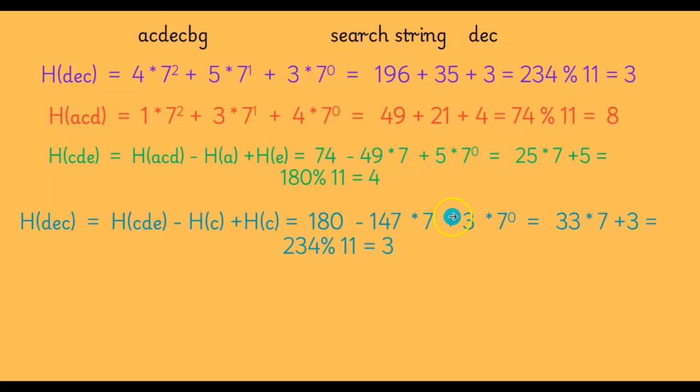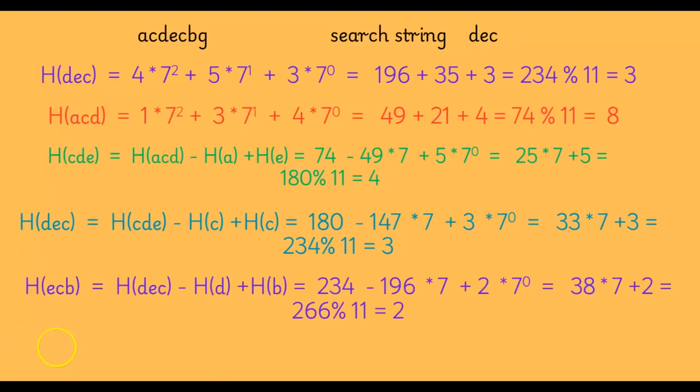So now I compare each character of the search string and these three characters. So I conclude that this DEC appears in this place. Now what do we have to do? We have to take the next three characters, ECB. So calculate the hash value of ECB from the hash value of DEC. That means remove the hash value of D and add the hash value of B.